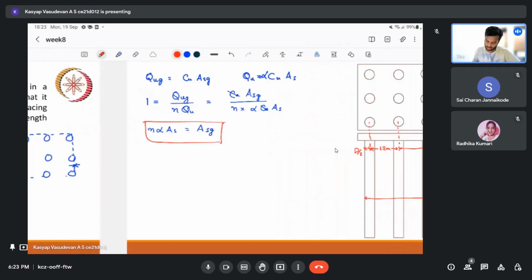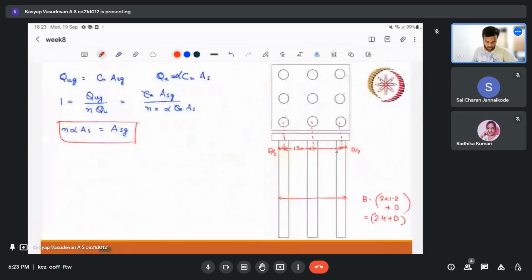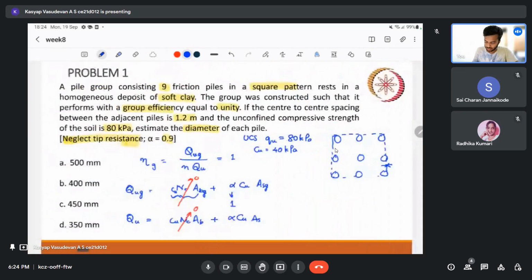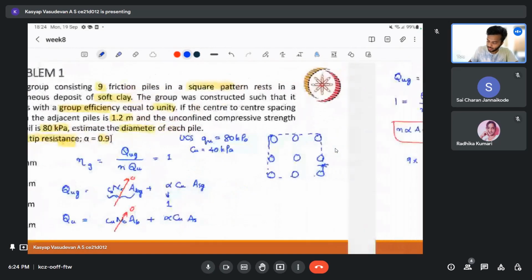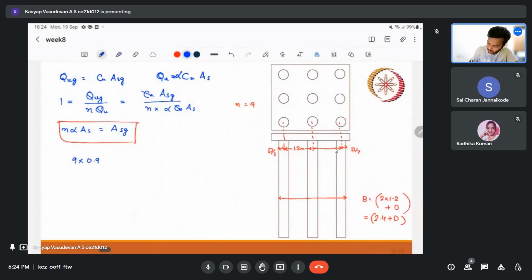The diameter is the thing that we're trying to find out, right? So d we will keep as a variable and substitute it here. And our number of piles is nothing but 9, 3 into 3. Okay, so let us see what happens. So 9 into alpha. This alpha is for our pile, the concrete-soil interaction adhesion. So we have 0.9 into AS.